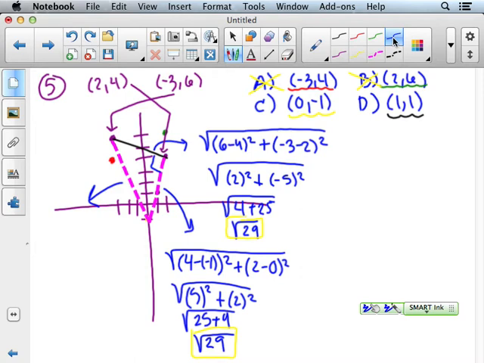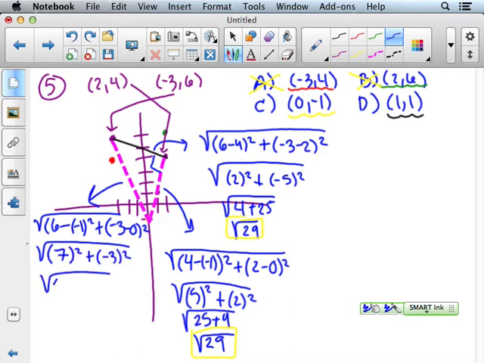Now the hypotenuse over here, we're going to use the distance formula, square root of 6 minus negative 1 squared plus negative 3 minus 0 squared. So we get square root of 6 minus negative 1 is 7 squared, plus negative 3 squared. So we get 49 plus 9, which is square root 58.